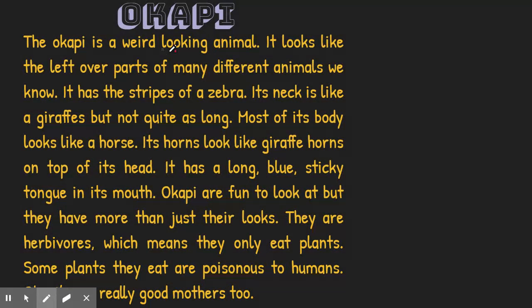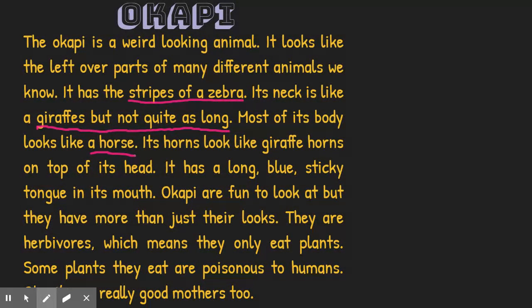So it says the okapi is a weird-looking animal. It looks like the leftover parts of many different animals we know, okay? It has the stripes of a zebra. What? I'm gonna underline that so I remember that. The stripes of a zebra. Its neck is like a giraffe's, but not quite as long. So it's got zebra parts, it's got giraffe parts, okay. Most of its body looks like a horse. What? So far we have zebra, giraffe, and horse. Oh my gosh, this animal is gonna be crazy.